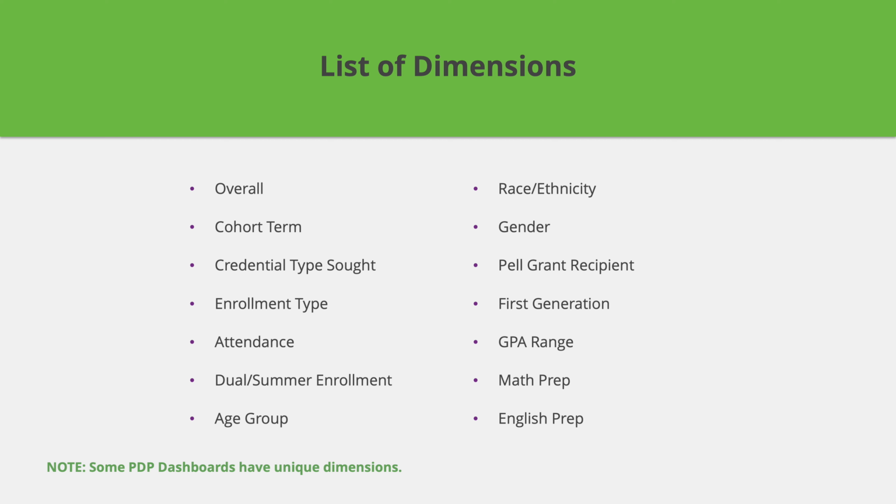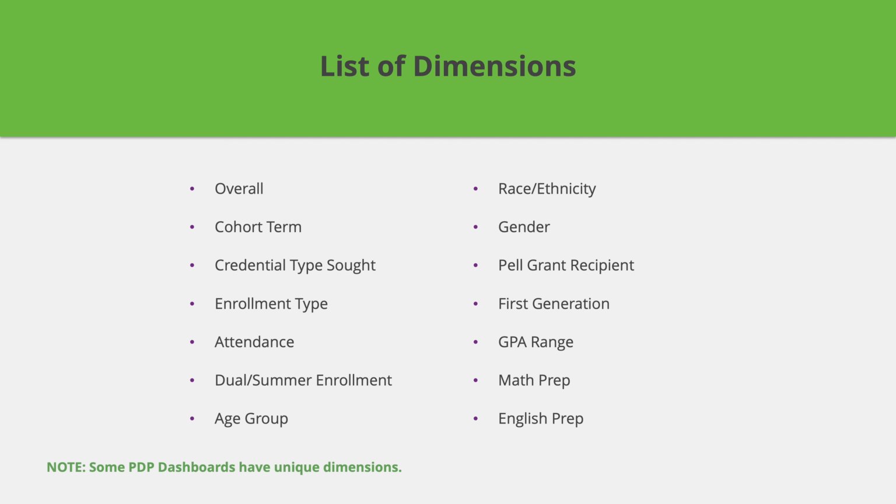Pell Grant recipient segments students as yes, the student has a Pell Grant, no, the student does not have a Pell Grant, or unknown, meaning the Pell Grant status is unknown for that student. First generation segments students as first generation, meaning they do not have a parent or guardian who graduated from college, not first generation, meaning they have a parent or guardian with a college degree, or unknown, meaning that their first generation status is not known.